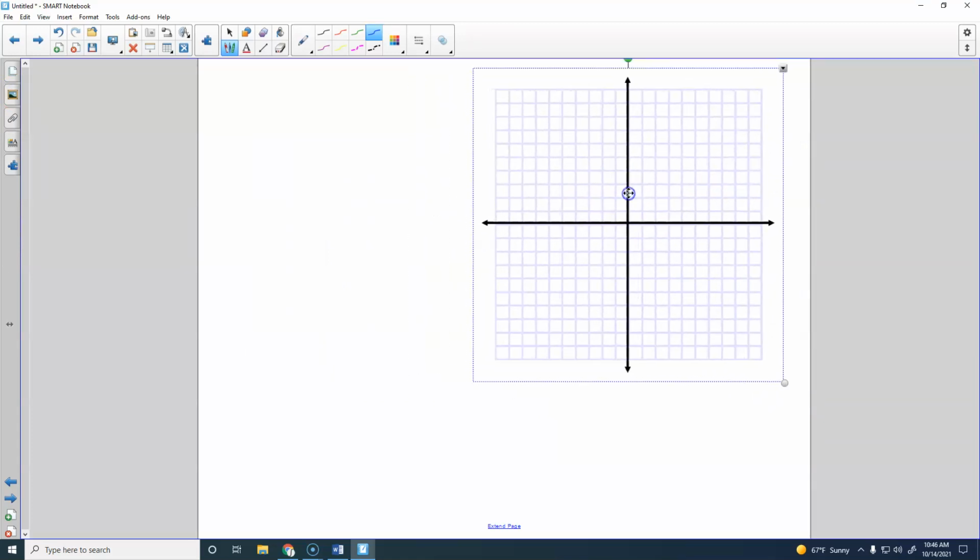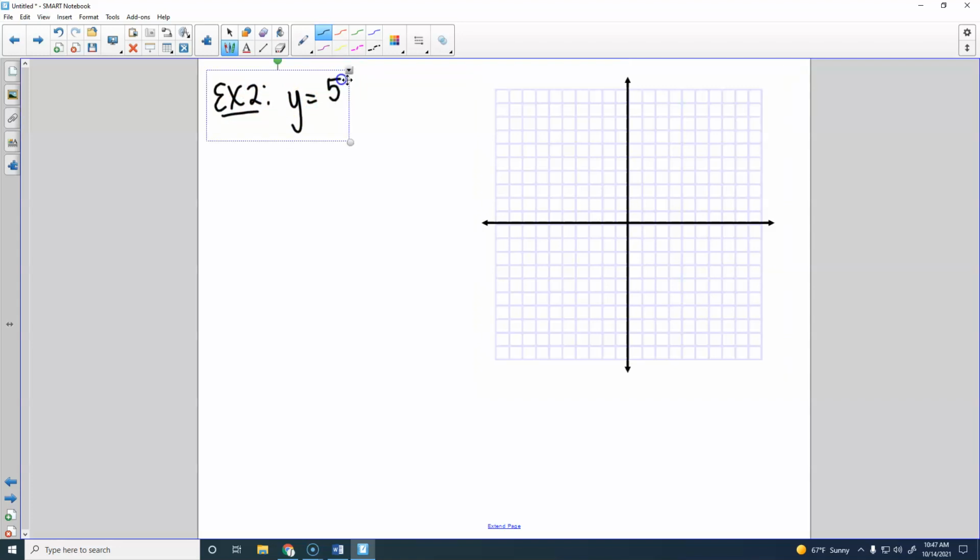Let's do example 2. Let's do y equals 5x minus 6.